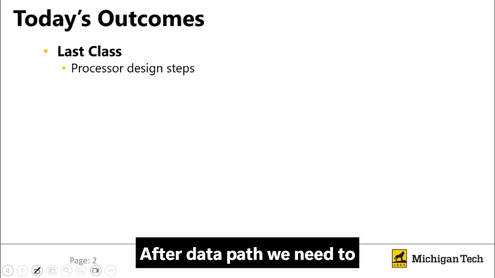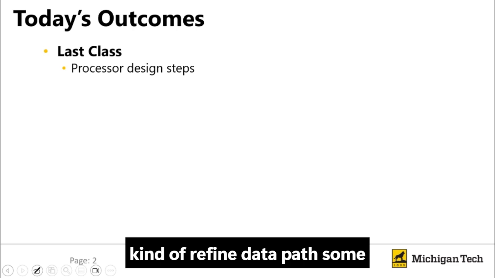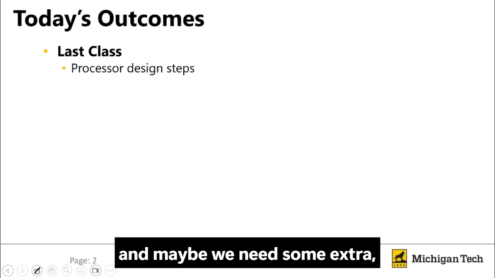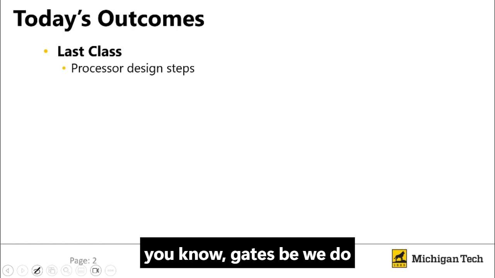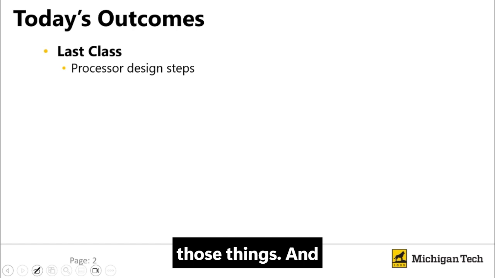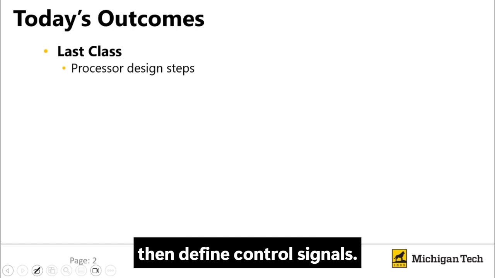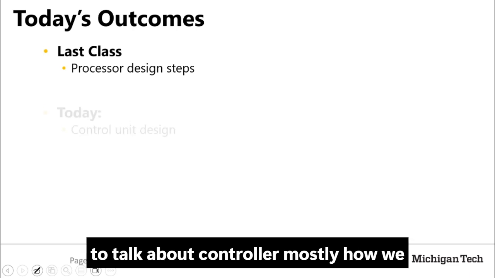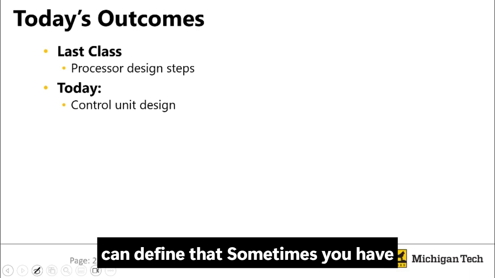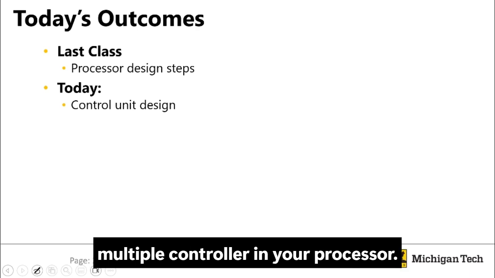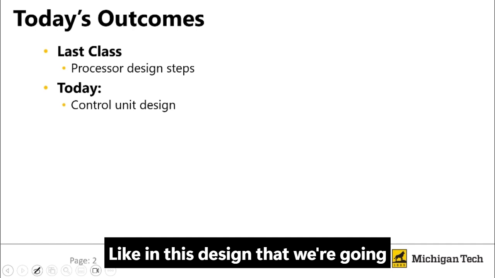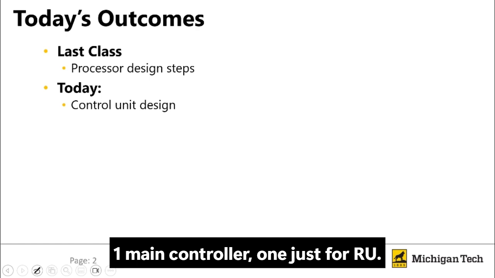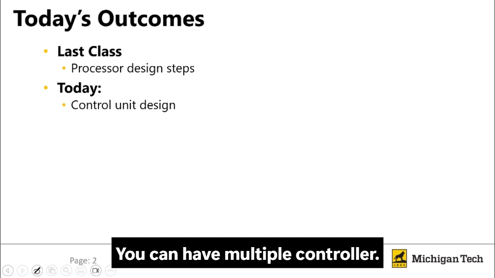After data path, we need to refine the data path, adding some other stuff like multiplexers, and maybe we need some extra gates. We do those things, and then define control signals and define the controller. So today we want to talk about the controller mostly, how we can define that. Sometimes you have multiple controllers in your processor, like in this design that we're going to talk about today. We have two controllers, one main controller, one just for ALU. You can have multiple controllers.